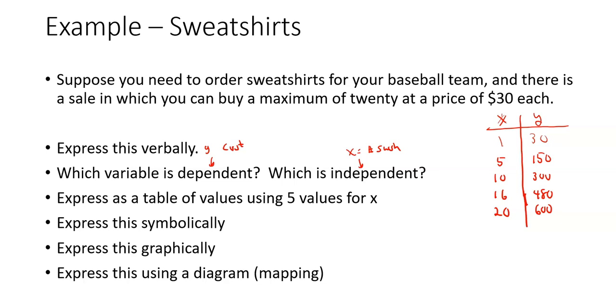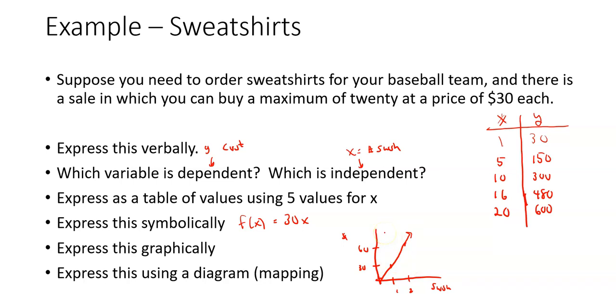All right, so we did that with a table. Evaluate it symbolically. F of x equals 30x for x values between 0 and 20. Express this graphically. Well, not exactly a perfect graph here, but if we were to make one, number of sweatshirts would go over here, and then the cost would go over here. So one sweatshirt would cost me $30, 2 sweatshirts would cost me $60, and of course no sweatshirts cost me $0, and I can go up from there.